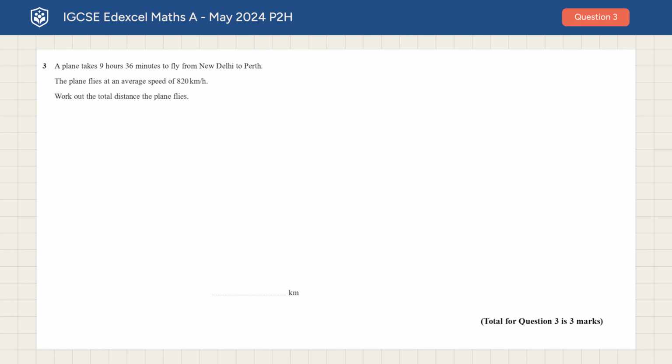Next, question 3. We're told a plane takes 9 hours 36 minutes to fly from New Delhi to Perth, and it flies at an average speed of 820 kilometers per hour. We need to work out the total distance. First, we need the time in hours. The flight takes 9 hours 36 minutes. To convert 36 minutes into hours, we divide by 60, which gives us 0.6 hours. So the total time is 9 plus 0.6 equals 9.6 hours.